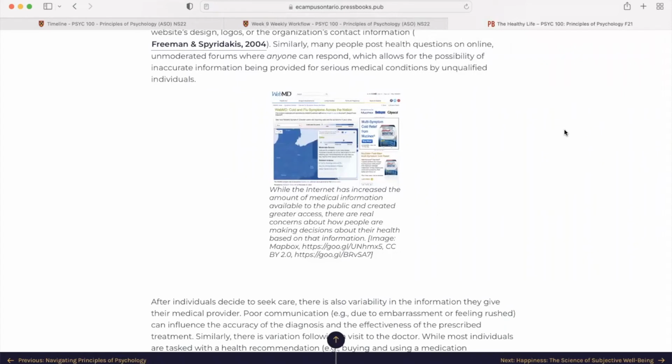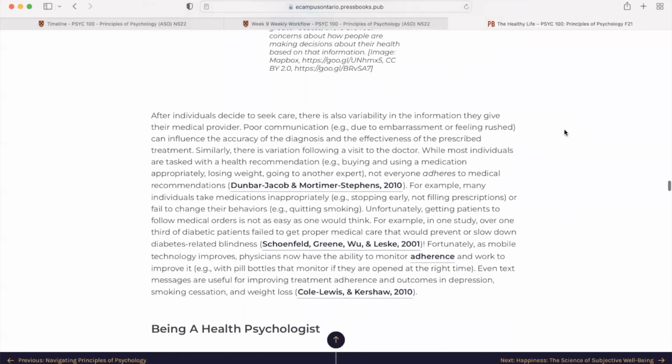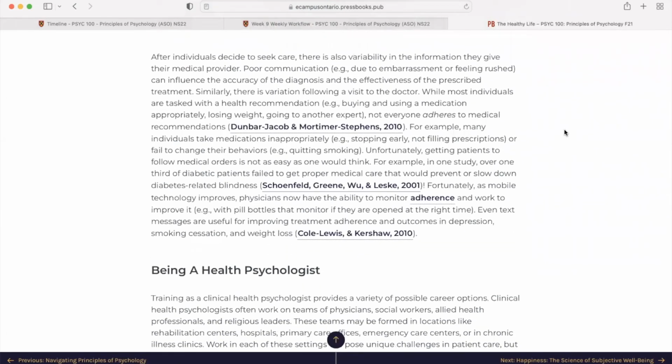And they have a note here that says, while the internet has increased the amount of medical information available to the public and created greater access, there are real concerns about how people are making decisions about their health based on that information. After individuals decide to seek care, there's also variability in the information they give their medical provider. Poor communication can influence the accuracy of the diagnosis and the effectiveness of the prescribed treatment.